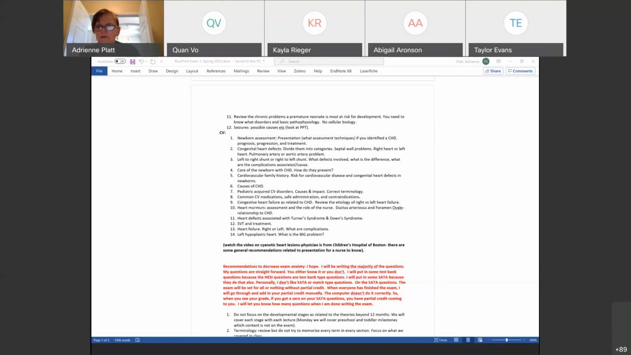Eisenmenger syndrome is, if you think about it, left to right shunt would be what you normally would find with a septal wall defect, because left is high pressure, right is low pressure. Eisenmenger syndrome is the complete opposite: the right side has high pressure, and so it goes to the left. So it's backwards.